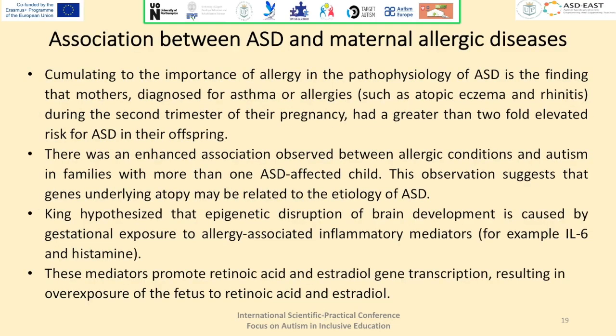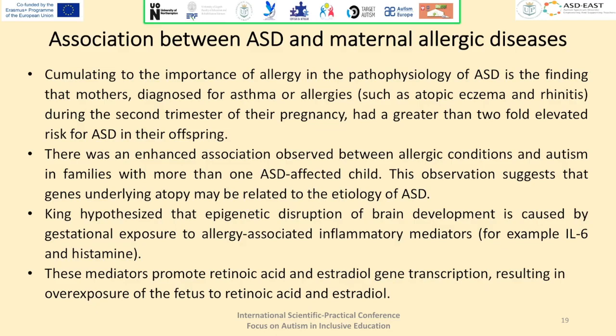What is the association between ASD and maternal allergic diseases? There is a lot of evidence correlating to the importance of allergy in the pathophysiology of ASD, in the finding that mothers diagnosed with asthma or allergies such as atopic eczema and rhinitis during the second trimester of pregnancy had a greater than twofold elevated risk for ASD in their offspring. There was an enhanced association observed between allergic conditions and autism in families with more than one ASD affected child.